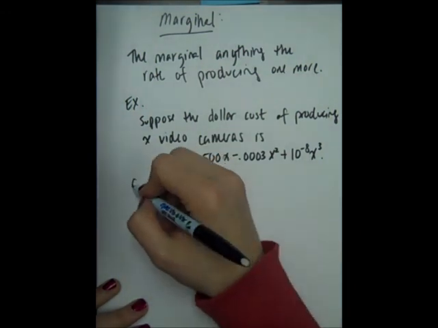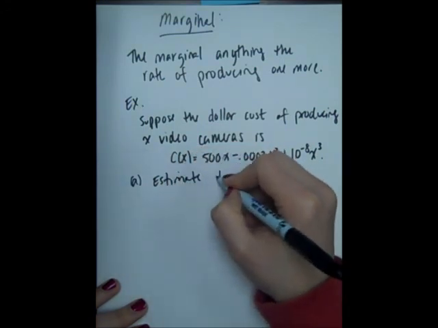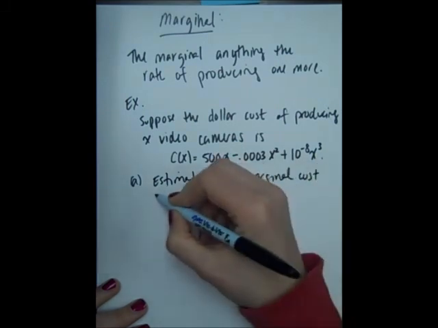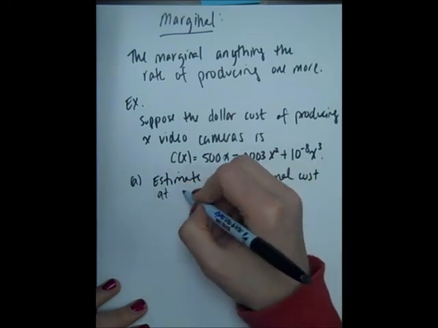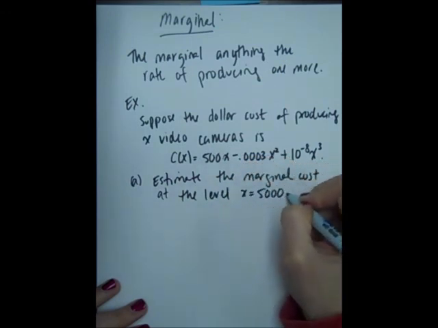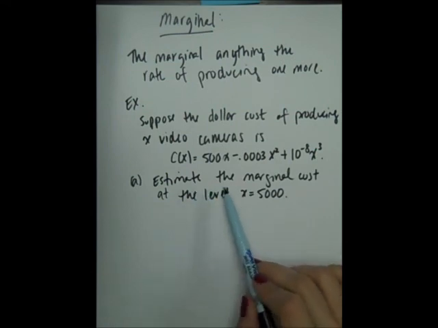Okay, let's estimate the marginal cost at the level x equals 5,000. So marginal cost, that's asking what's the cost of producing one more video camera? That's what we're asking here. How we find that is the derivative. So this is the same as saying find the derivative of cost, plug in 5,000.